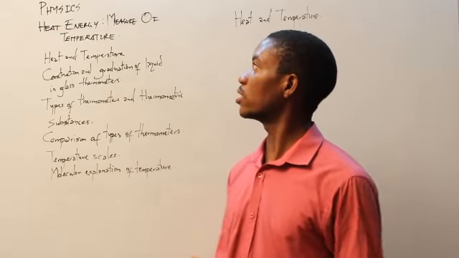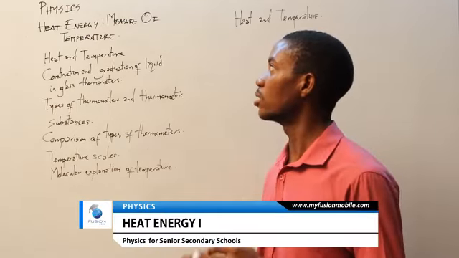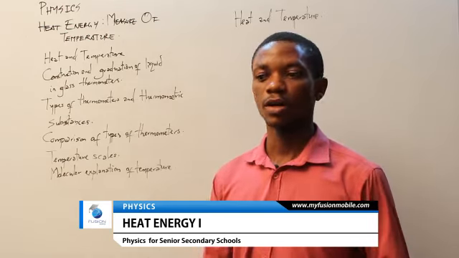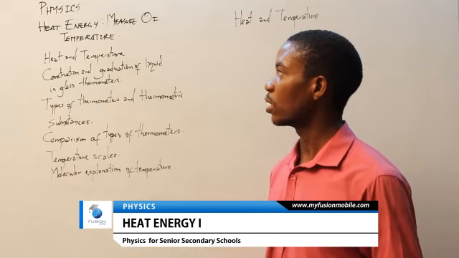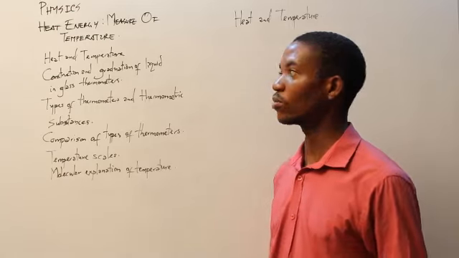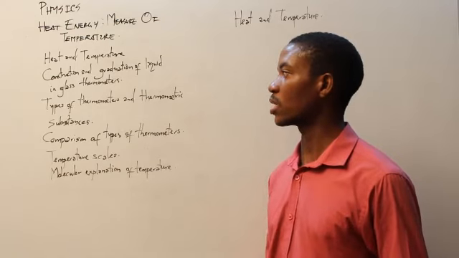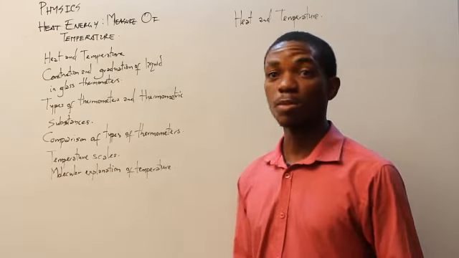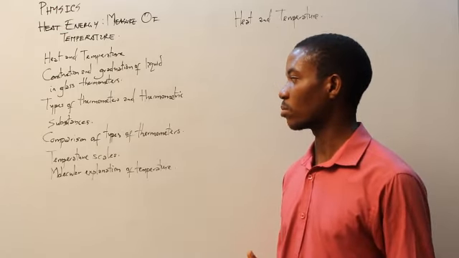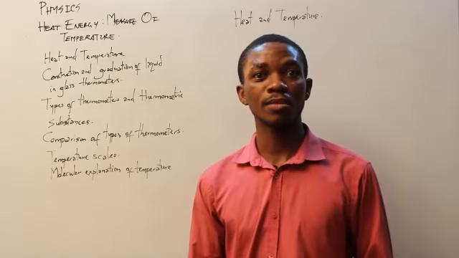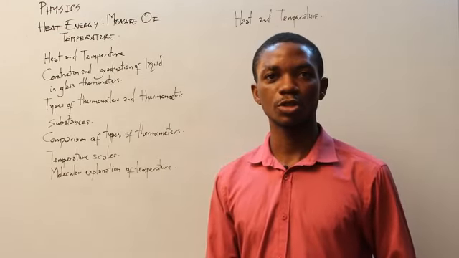We want to consider heat energy. In this particular session of heat energy, we'll look at the measure of temperature, and we'll be taking the subtopics. The first one is heat and temperature, and then we'll look at construction and graduation of liquid in glass temperature thermometers. Then we'll look at the types of thermometers and thermometric substances before we look into the comparison of thermometers. Then we'll look at thermometer and temperature scales, and finally molecular explanation of temperature.